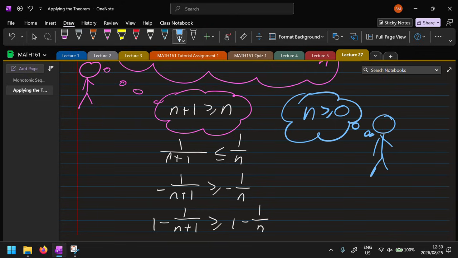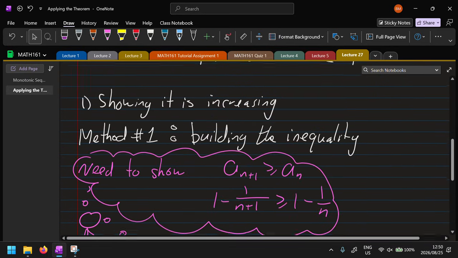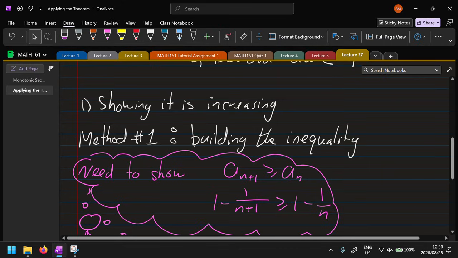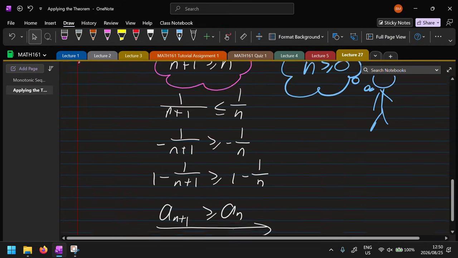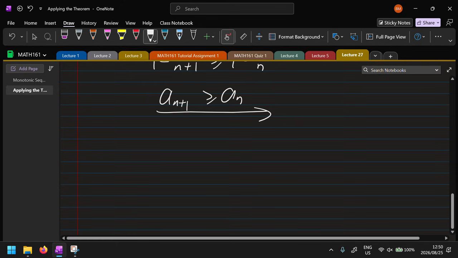So maybe you think of something else. Try to do that as well. Good. So that's method 1, building the inequality. You can do it that way. Let's have a look at method 2.